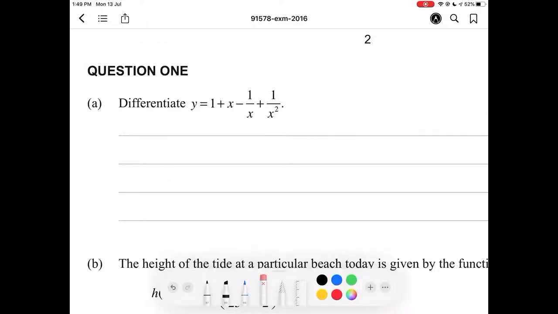Hello, welcome to this video for the 2016 Level 3 Differentiation paper for Level 3 Calculus. So question 1: differentiate y equals 1 plus x minus 1 over x plus 1 over x squared.